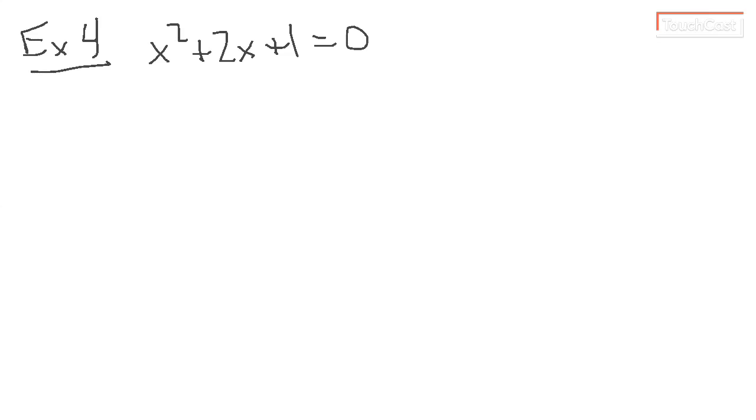Let's look at another example. We'll call it example 4. We're going to solve x squared plus 2x plus 1 equals 0. It's already set equal to 0, so we can do our little x. We want numbers that multiply to make 1 and add to make 2.